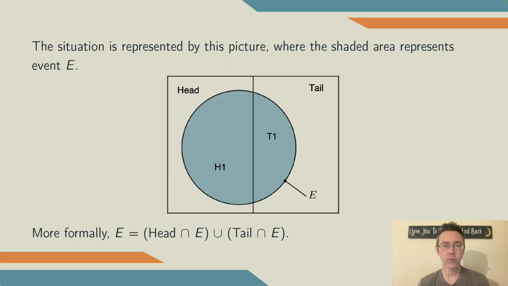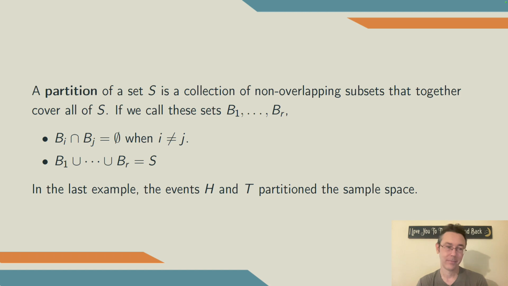The situation is represented by this picture, where the shaded area represents the event E. You can see that the larger square is divided in half. We've got head on the left and tail on the right, and some of event E is in the head section and some of it is in the tail section. More formally, the event E can be written as the union of head intersect E and tail intersect E.